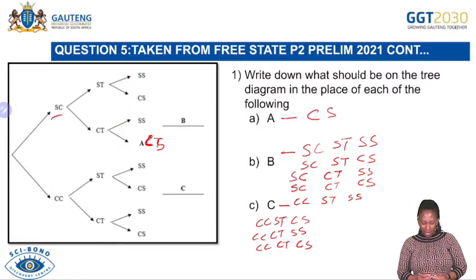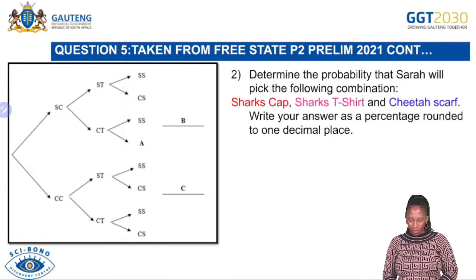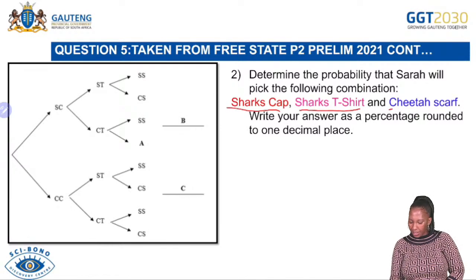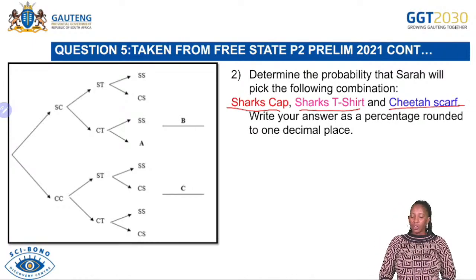Boys and girls, our time is up. I wish I could have finished explaining all of question 5. As you can see there, it shows us the shark cap, the shark t-shirt, and the cheetah scarf. So next time when we meet, we can continue from here, or we'll just wrap it up.